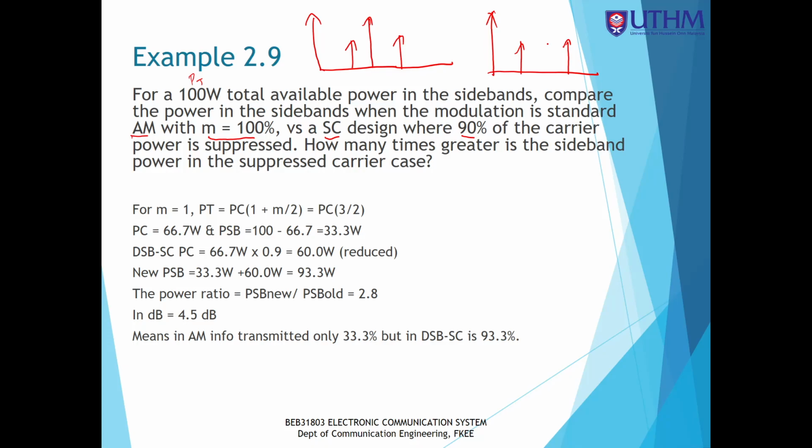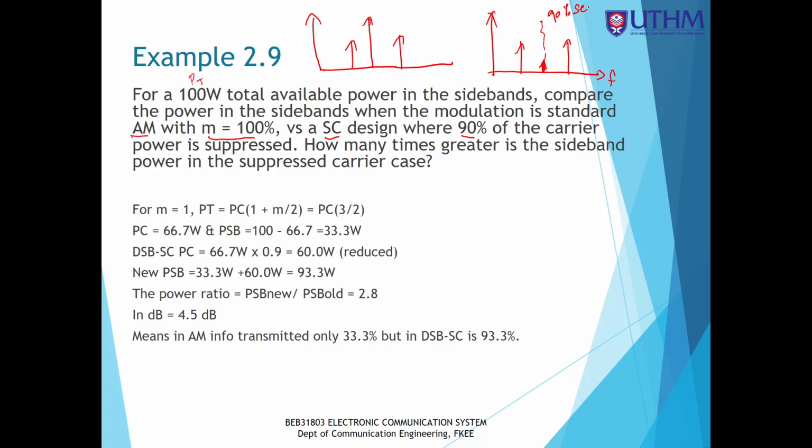Okay, without the carrier component. Okay, but in this case, sorry, it's not without the carrier component, sorry. So the carrier has been suppressed for about 90%. That means there is a small carrier component which is 90% suppressed.